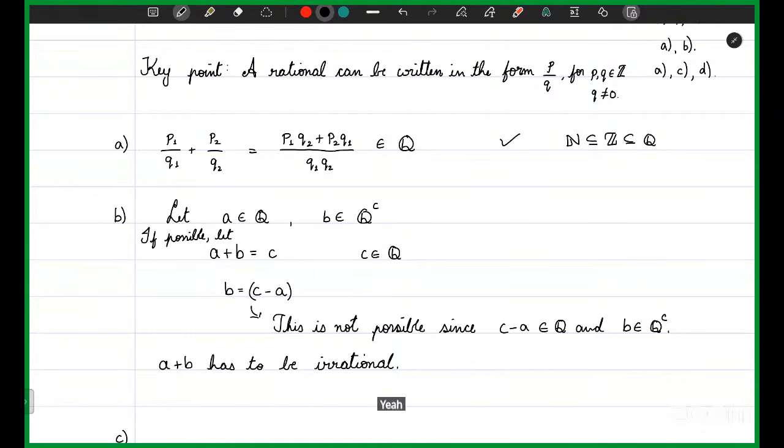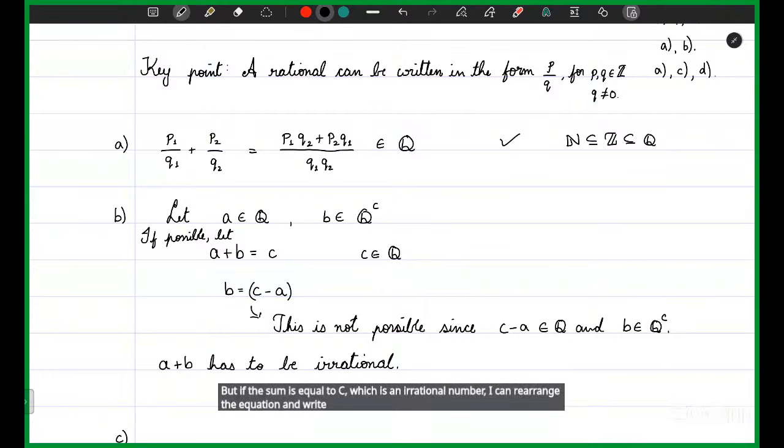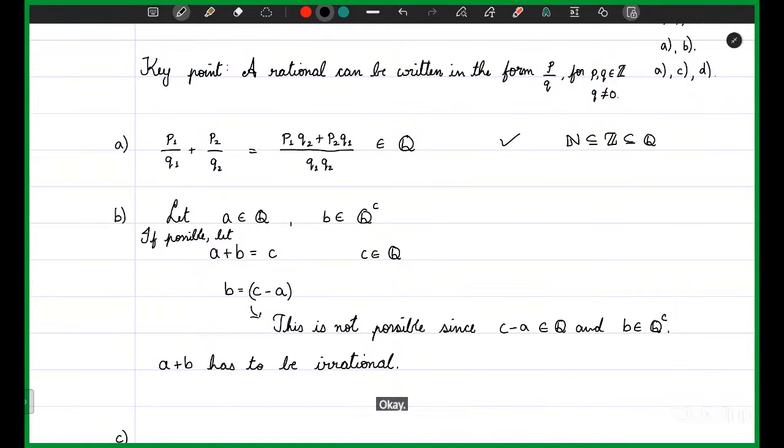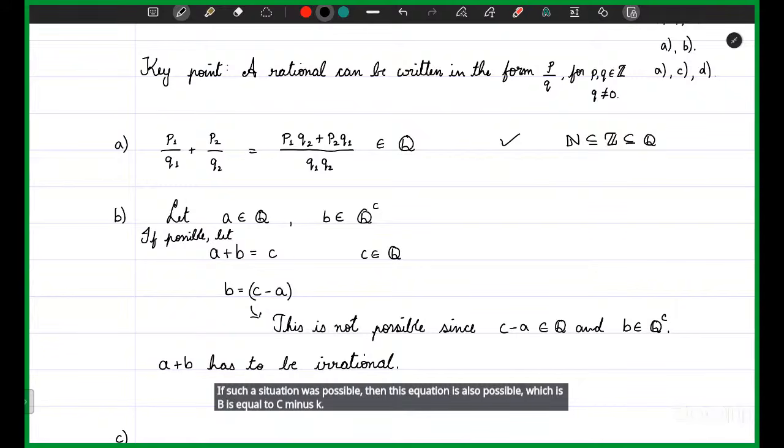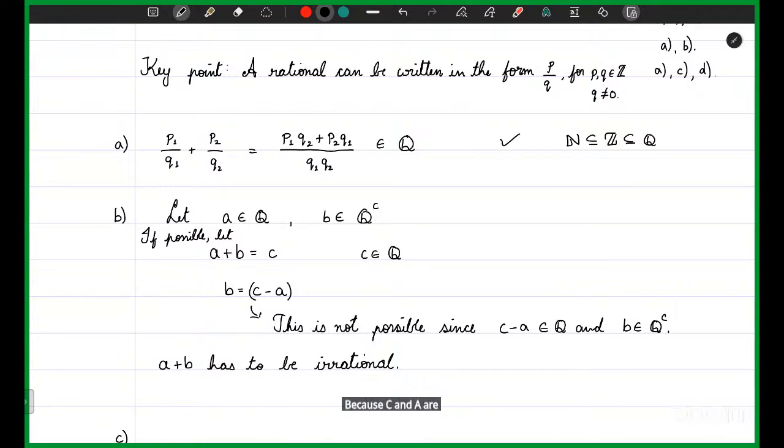Okay, sir. If the sum is equal to C, I can rearrange the equation and write B is equal to C minus A, as I have done in the next step. If such a situation was possible, then this equation is also possible, which is B is equal to C minus A. But C minus A is a rational number because C and A are rational numbers. The difference between two rational numbers is a rational number. On the other hand, B, we have started out with B as an irrational number.